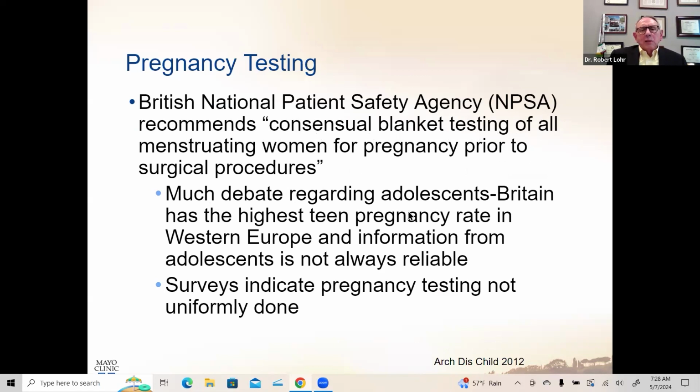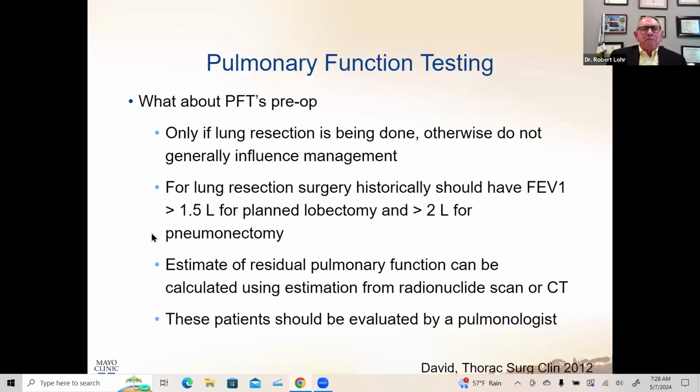And I guess this came out of some concern a few years back now, because England had a very high rate of adolescent pregnancy, and they didn't feel that the adolescents were always giving a reliable history about their risk of pregnancy. My children are well beyond adolescence, but there may be some truth to that. I don't know. You'll have to make up your mind.